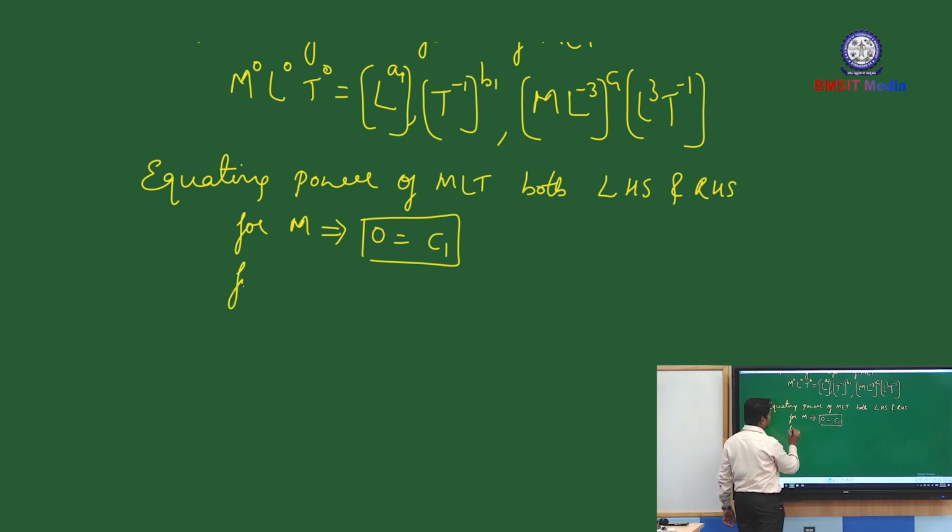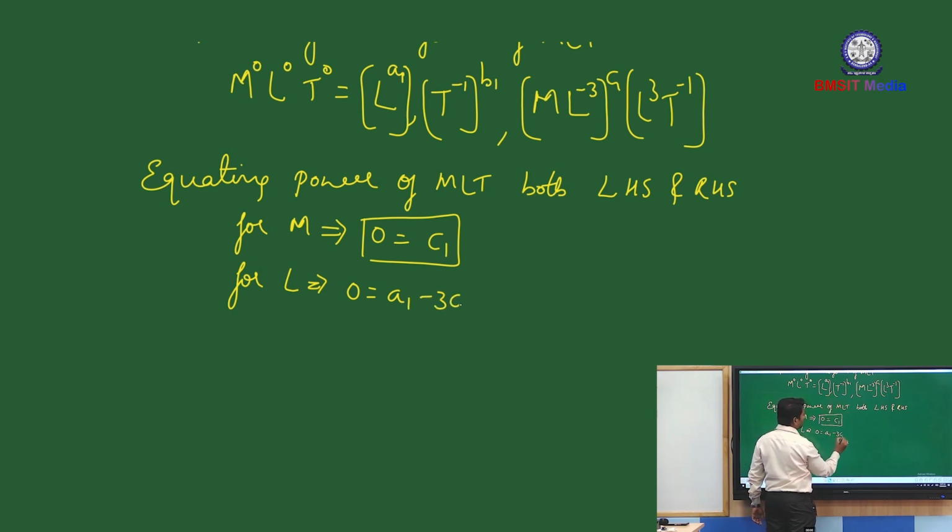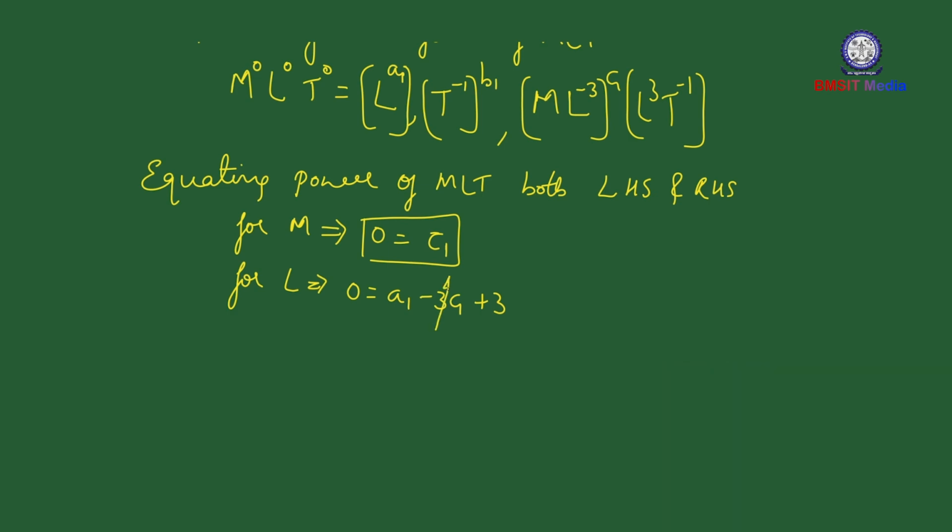Similarly for L, the power of L on the left hand side is 0, that is equal to a1 minus 3c1, plus 3. Anyhow we got c1 as 0, therefore a1 will be equal to -3. Then for T, again the left hand side power is 0, the other side is minus b1 minus 1. Therefore b1 will be equal to -1.